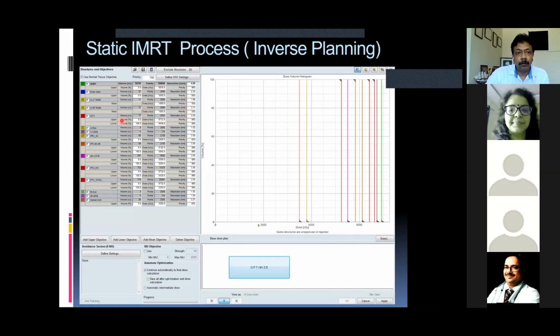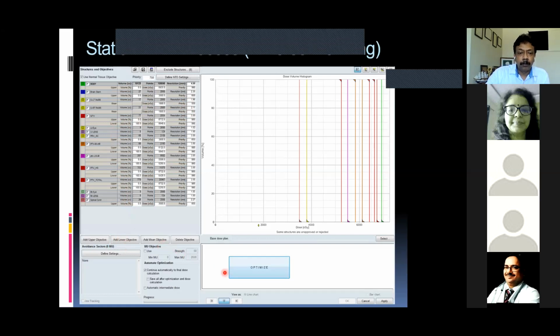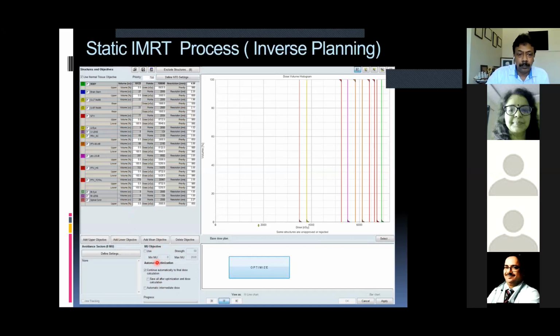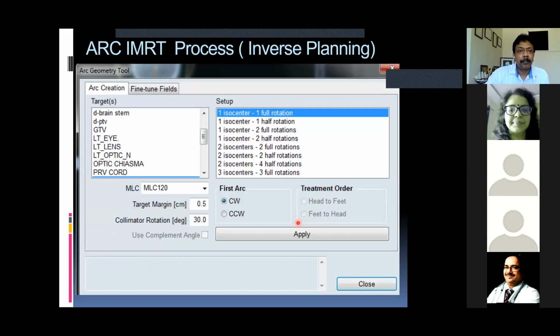We have defined the priorities, and we have defined the volume upper and lower objective. We can use lower objective, upper objective, mean objectives. We may also give some weightage to the maximum monitor unit. We also use the base dose plan type of planning, where the previous plan voxel by voxel doses were considered during this planning, in inverse planning.